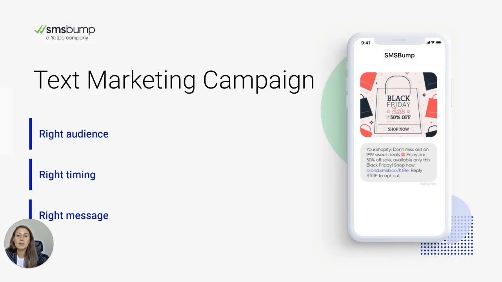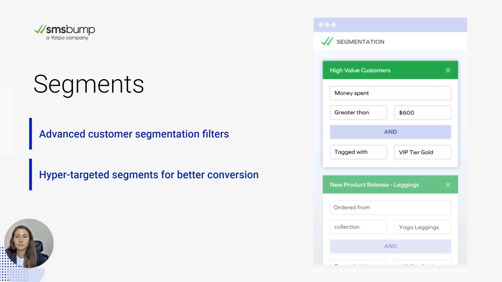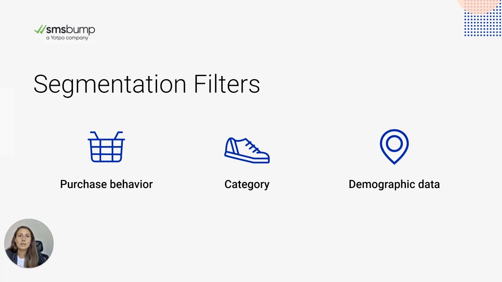To launch a successful SMS marketing campaign, you need to have three main things: right audience, right timing, and the right message. Now, starting with the audience. Let's see how you can create personalized campaigns thanks to our segmentation features. SMSBump has the broadest variety of segmentation filters, and it also connects with your Shopify data. So all the information that you have gathered about your customers in Shopify is going to be available as filters in SMSBump as well.